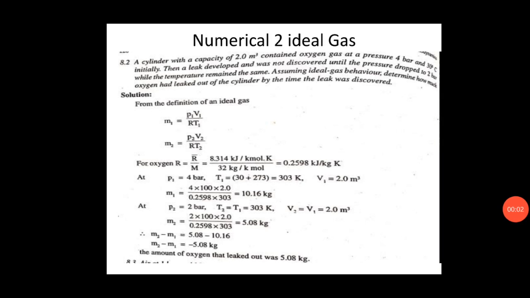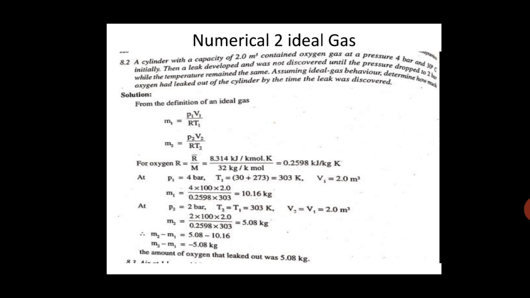Hello students, now we shall look at the second numerical. A cylinder with a capacity of 2 meter cube contains oxygen gas at a pressure of 4 bar and 30 degrees centigrade initially. Then a leak developed and it was not discovered until the pressure dropped to 2 bar while the temperature remained the same. Assuming ideal gas behavior, determine how much oxygen had leaked out of the cylinder by the time the leak was discovered.